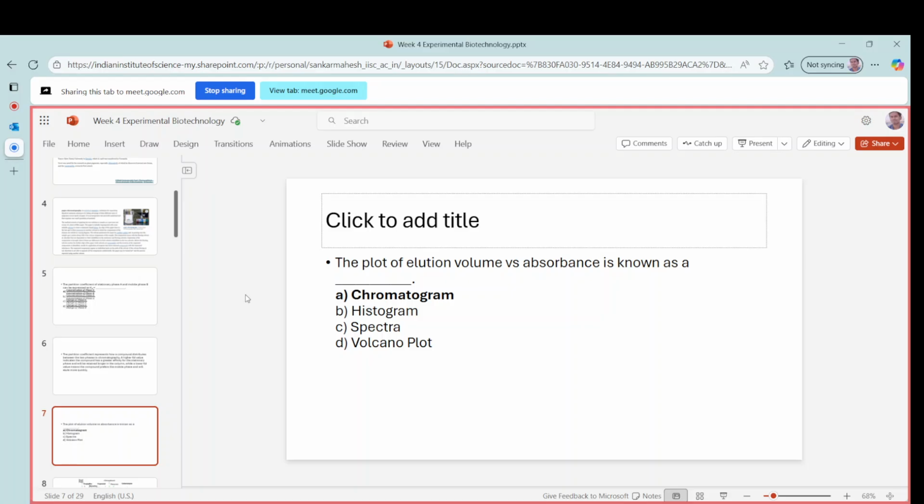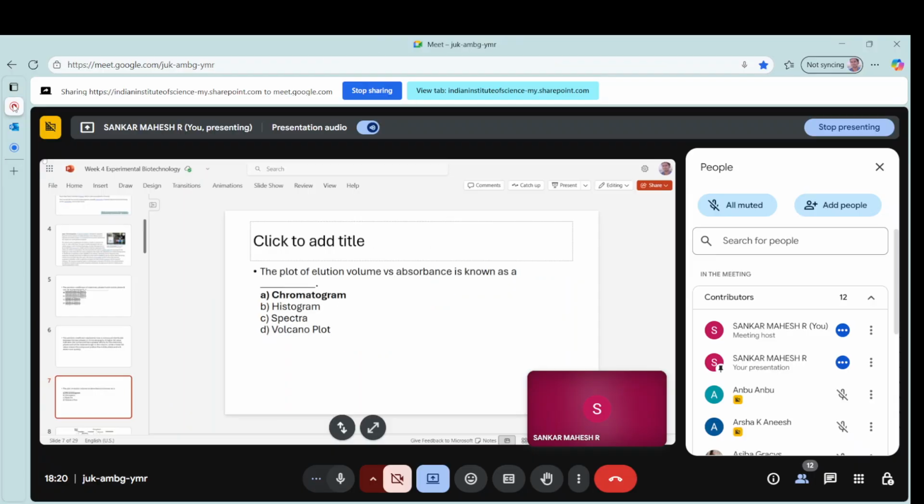Fine. A plot of elution volume versus absorbance is known as dash. Option A chromatogram, option B histogram, option C spectra, and option D volcano plot. Take a couple of minutes to think about this question, and then if you know the right answer, you can raise your hand.